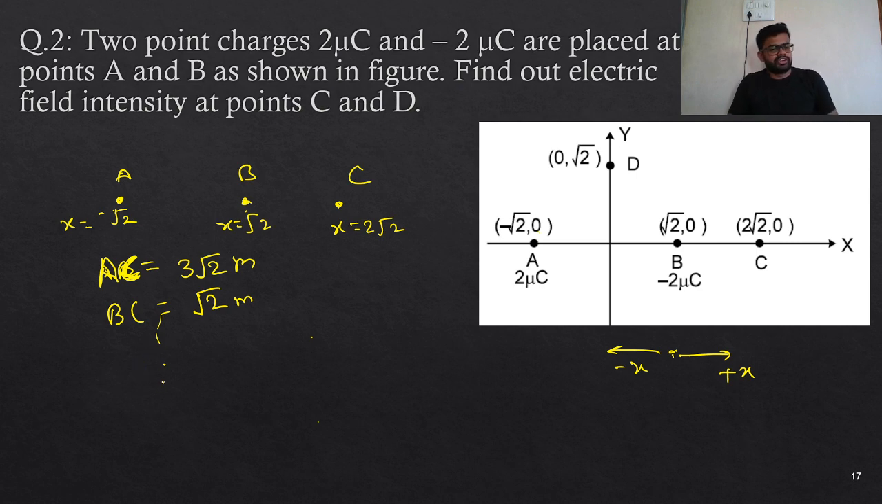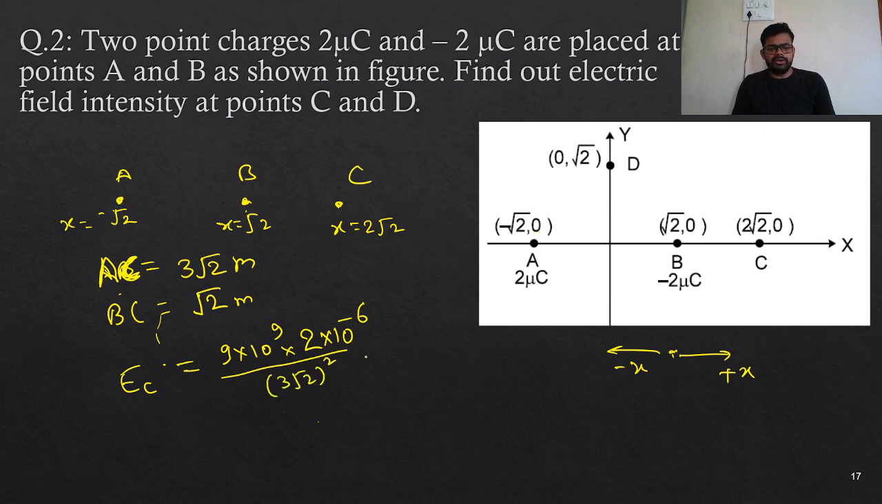Let us solve this question now. So electric field intensity at point C, that is because of, first, kq upon r square. K is 9 into 10 raised to 9. I'm talking about because of this charge A. So 9 into 10 raised to 9 into 2 microcoulomb is charge, so 2 into 10 raised to minus 6, divided by r square. R means what? 3 root 2. So I will write it 3 root 2, so 3 root 2 square.